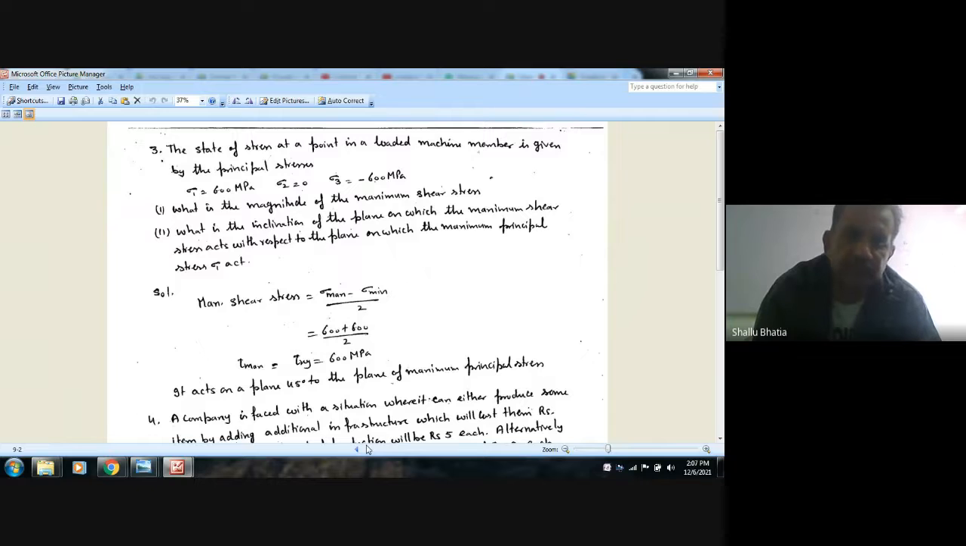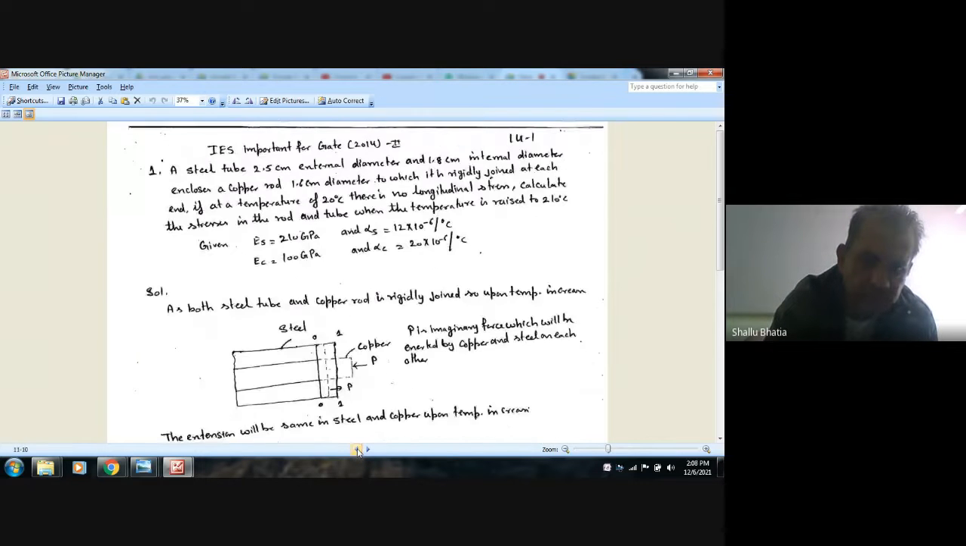So maximum shear stress is sigma max minus sigma min by 2. That is 600 plus 600 by 2, which is equal to 600 MPa. So tau max is 600 MPa. So shear stress always acts at a plane 45 degrees to the plane of maximum principal stress.